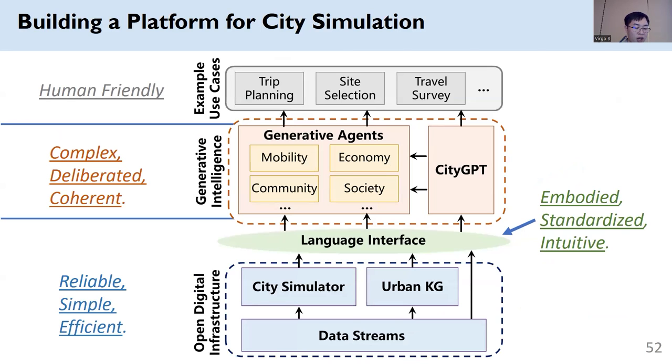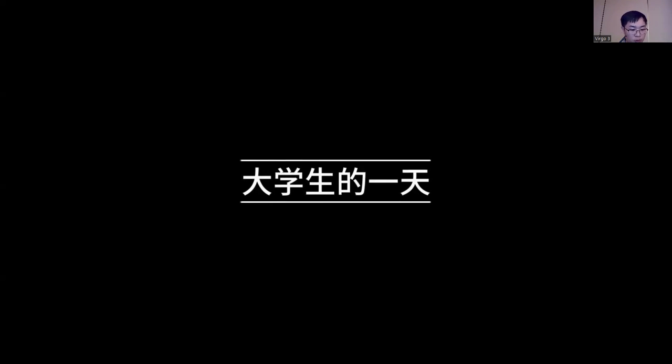So in our proposed framework, the platform has a language interface to the city simulator, which includes a lot of data sources and the infrastructure of the cities. It exposes all the simulator's capabilities in natural language to the upper-layer city GPT or these generative agents. You can build applications from combinations of these agents, which can be easily programmed by humans.